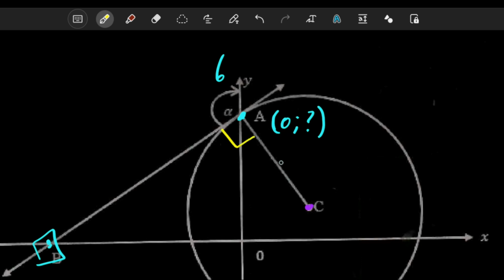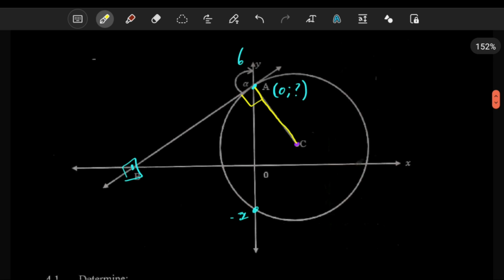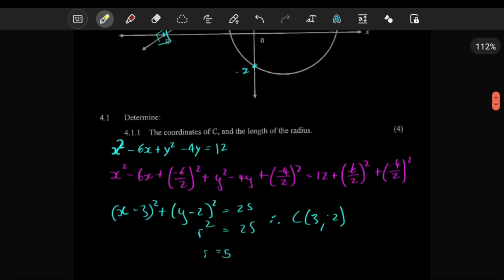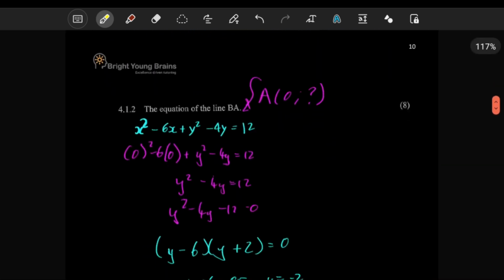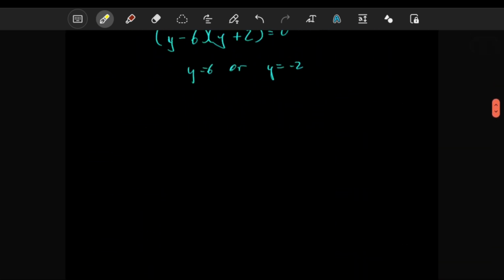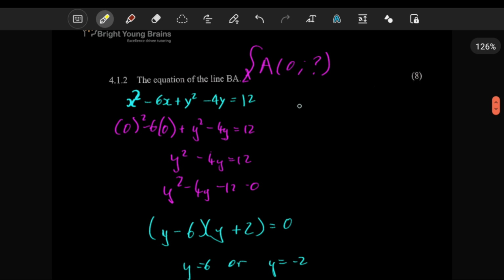So obviously if you get the gradient of AC, you will automatically get the gradient of AB, because they are just being multiplied together gives you a -1. So let's actually use that to help us. So here we know that the gradient of BA multiplied by the gradient of AC is equal to -1.